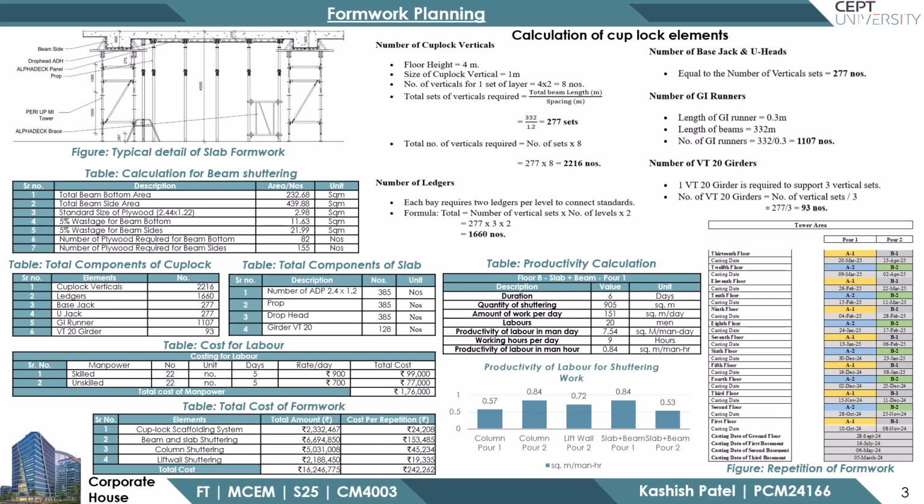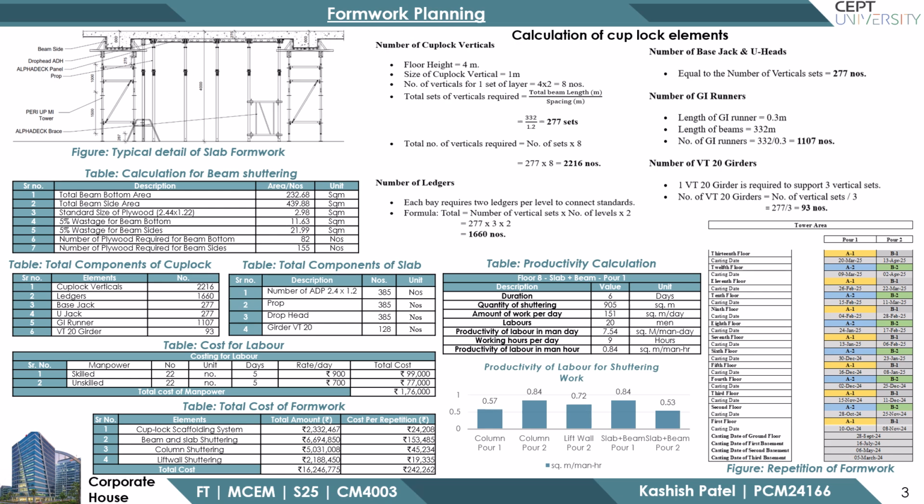This slide continues with formwork planning for slabs and beams. We calculated required elements for the slab, including total components for slab, beam, and couplock system. Productivity calculations were done according to the table given. The graph shows pour-wise productivity of workers for shuttering of different elements.